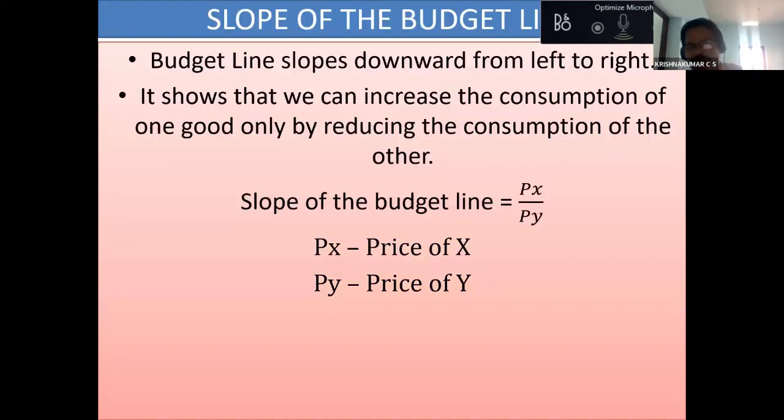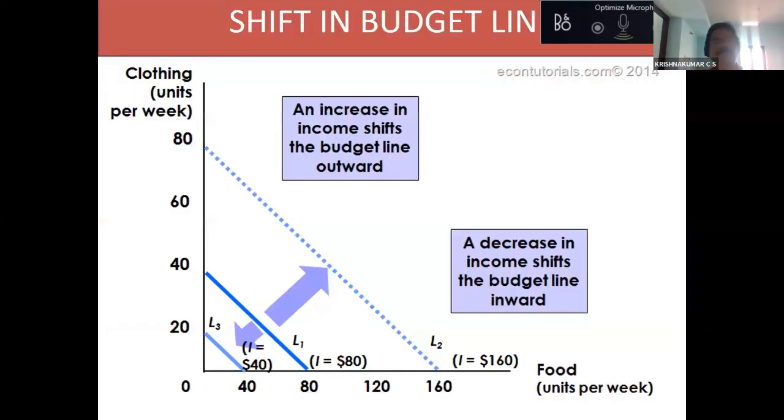And what will be the slope of the budget line? It slopes downward from left to right. It shows that you can increase the consumption of one good only by reducing the consumption of the other. And two variables are there now. The slope will be the ratio between them. When you are presenting two variables in a diagram, the slope will be decided by the ratio between those two variables. Here the two variables are x commodity and the y commodity. So slope will be Px by Py, price of x divided by price of y.